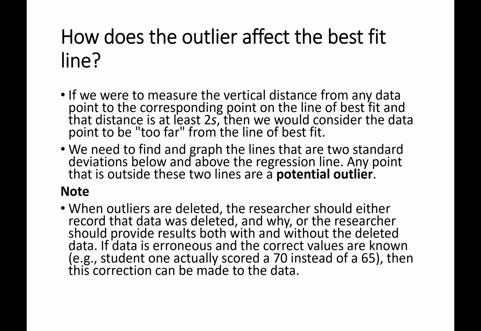If we were to measure the vertical distance from any data point to the corresponding point on the line of best fit, and that distance is at least 2 standard deviations, we would consider the data point to be too far from the line of best fit. So what we need to do is find and graph the lines that are 2 standard deviations below and 2 standard deviations above the regression line. If you have any actual data values that are outside those 2 lines, those are potential outliers.